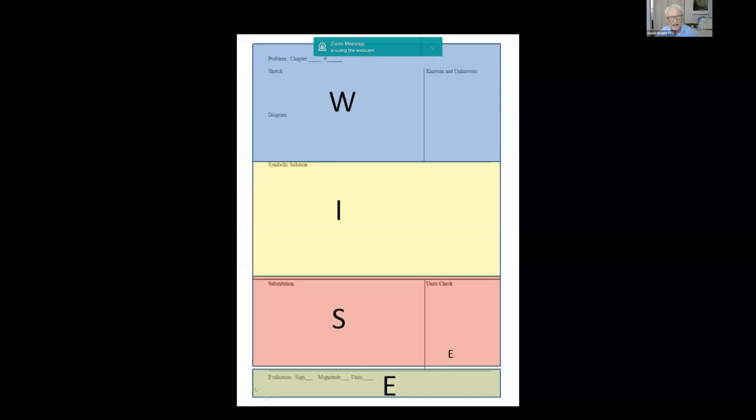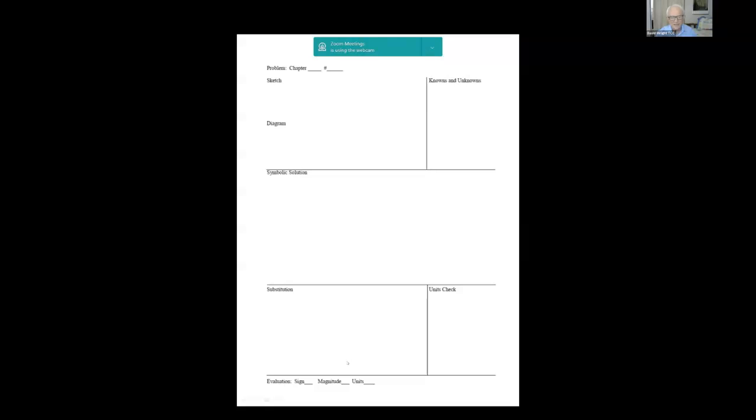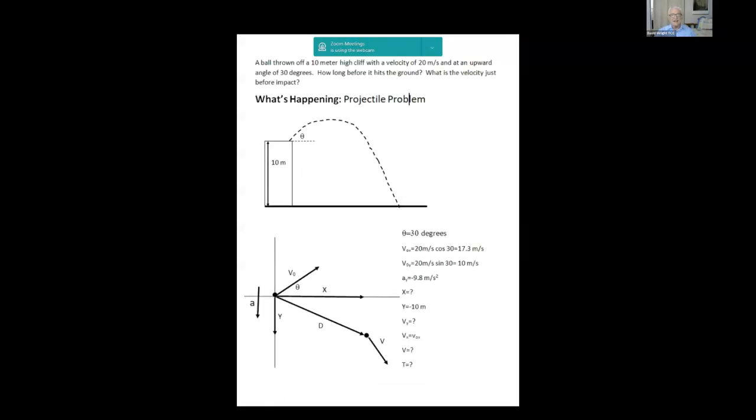And finally, evaluating the sign, the magnitude, and the units. This is what the template looks like. Here's an example. The ball is thrown off a 10-meter high cliff with a velocity of 20 meters per second and an upward angle of 30 degrees. How long before it hits the ground, and what is the velocity just before impact?